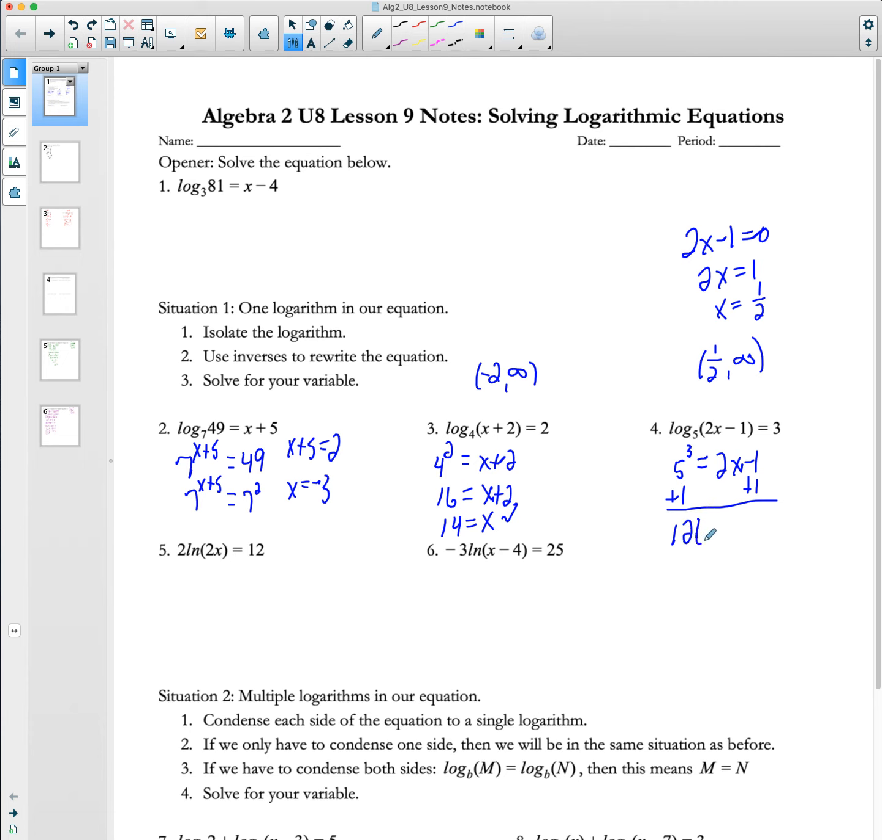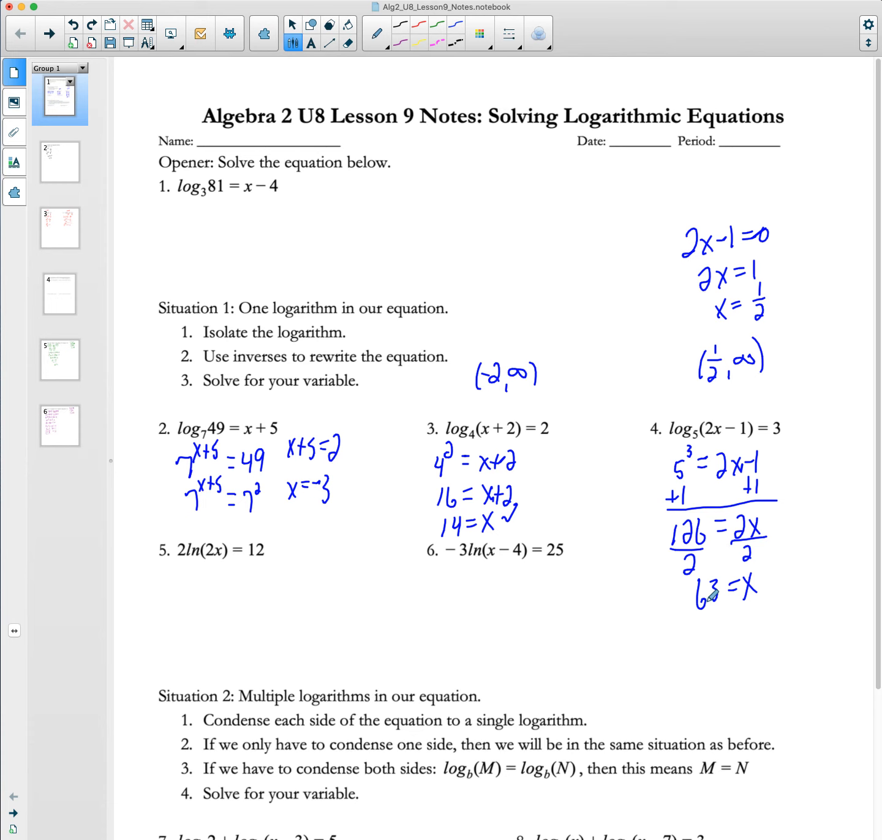But if that were a super large number, you could leave it in terms of the exponential and just write it like that. So you could technically write it as 5 to the third plus 1, and that would be fine. And then my last step is I just divide this by 2, and I get my final answer: 63 is equal to x. All right, and that's really what we have.